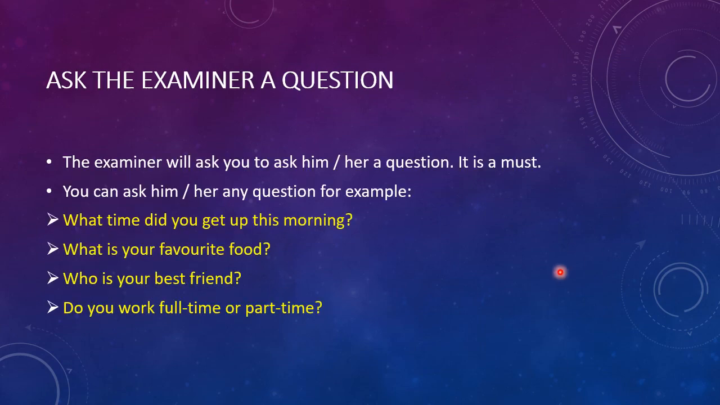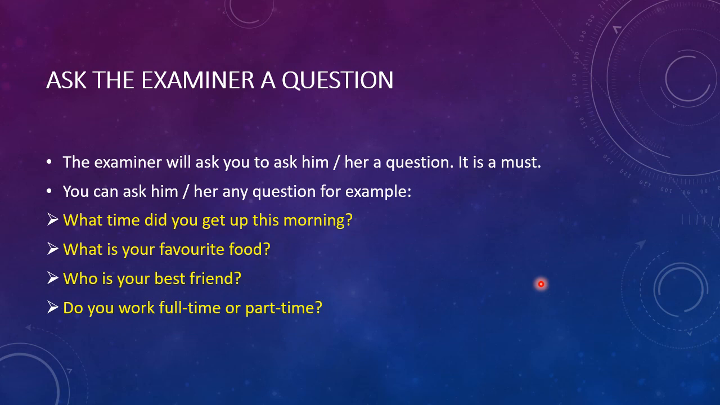Okay, right. So that was a two-step process. First, the examiner asked you questions without any pictures. Then the second thing is that the examiner shows you some pictures and asks you questions. So after that, now it is your turn to ask the examiner some questions. One question at least, it is a must. Okay, the examiner will ask you to ask him or her a question, and it is a must. You must ask one question if you have to pass.